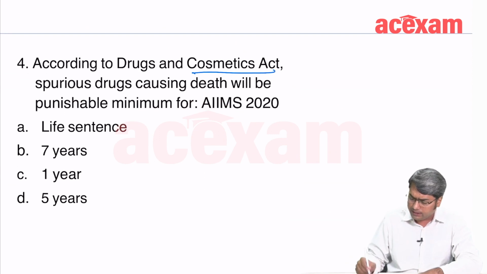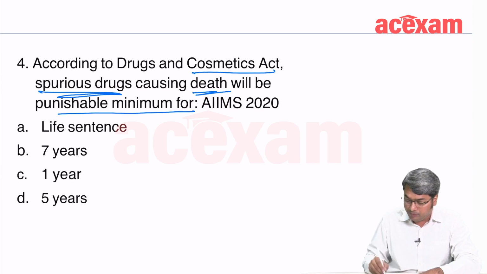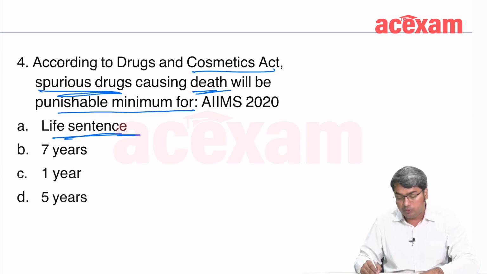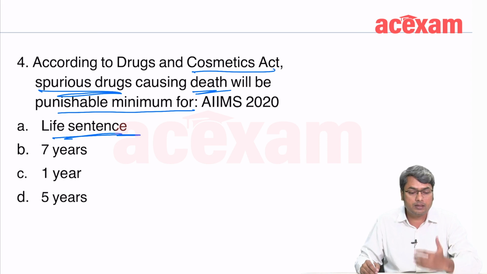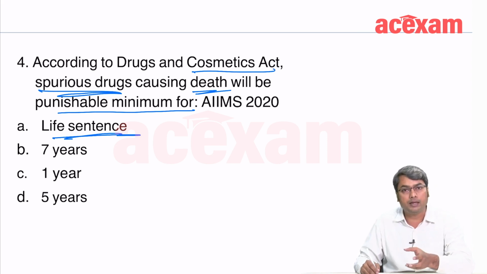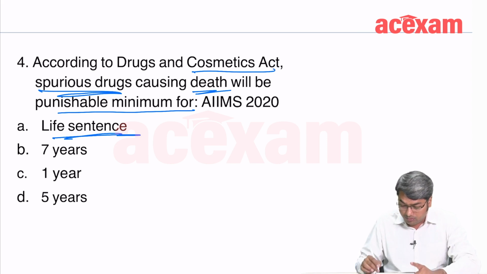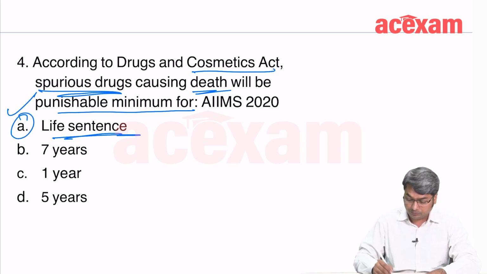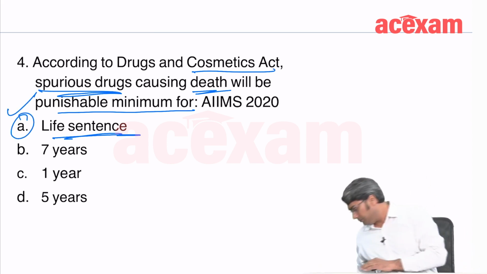According to the Drugs and Cosmetics Act, which we have discussed, spurious drugs causing death will be punishable minimum with life sentence. A drug is spurious if it does not perform the action which it is supposed to perform. Okay, if there is some adulteration, then the punishment for producing a spurious drug which causes death is life imprisonment. It is life imprisonment.